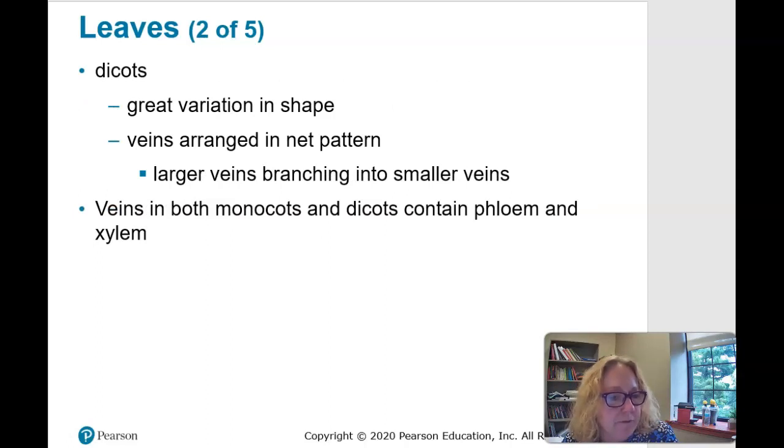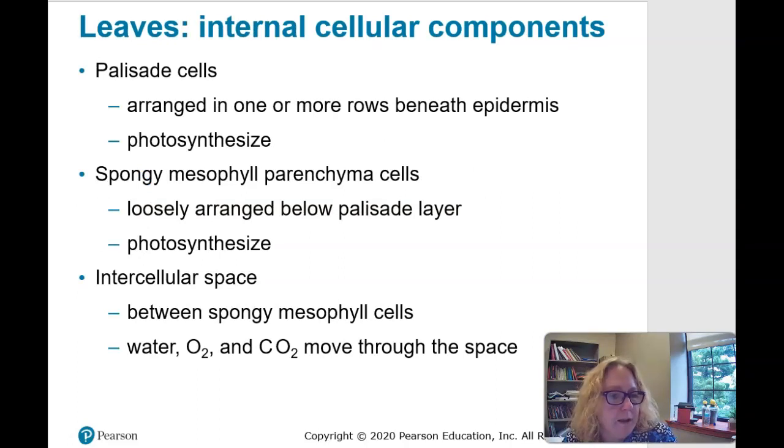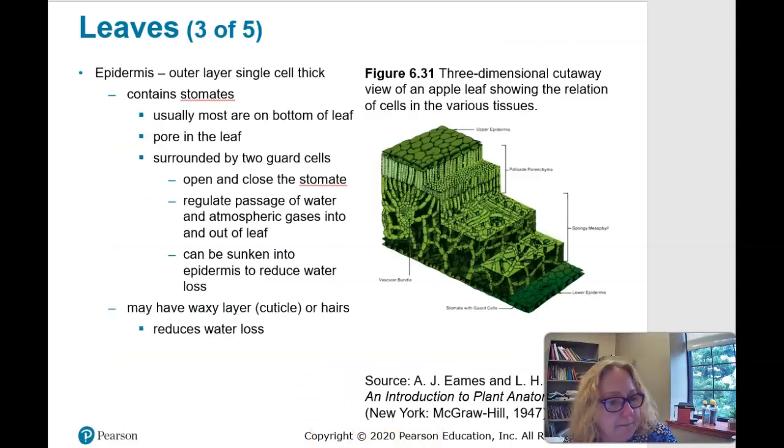Dicots have a great variation in the shape of their leaves, and their veins are arranged in patterns. Veins in both monocots and dicots contain phloem and xylem in the leaves. Palisade cells are basically right below the epidermis, and that is what helps with photosynthesis. The spongy mesophyll also photosynthesizes, and the intercellular space between the spongy mesophyll cells helps move water, CO2, and O2 throughout the plant. The epidermis, again, contains stomates.